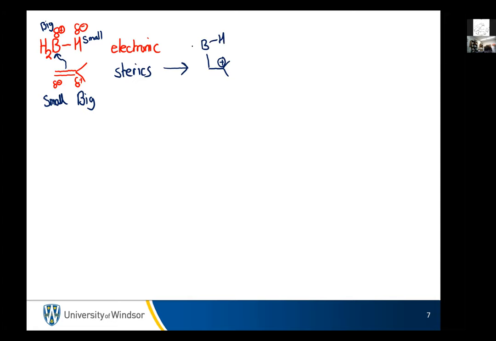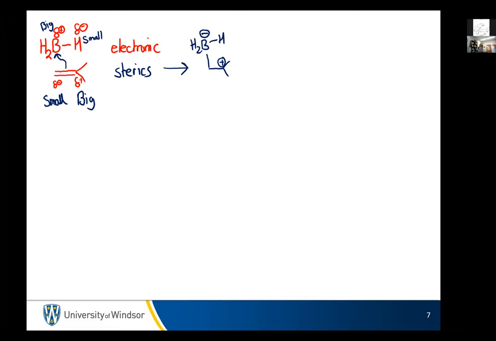Now notice I'm not breaking a bond to boron immediately, and I can do that because boron is a second row element. It can make four bonds. It's only making three as BH3. It doesn't have any lone pairs. It's just only making three bonds. It has an empty orbital.